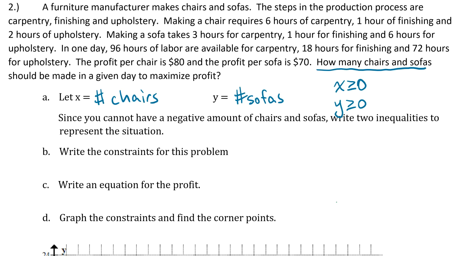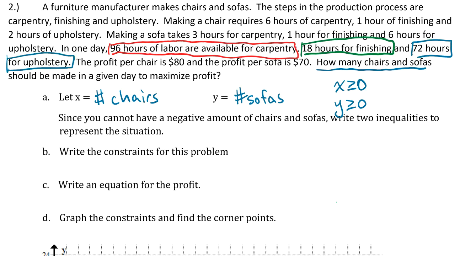So in our case, our constraints are going to be the 96 hours of labor for carpentry, the 18 hours for finishing, and the 72 hours for upholstery. All right, those are our constraints, because if that's all the labor they have available, then any more than that, they might have to pay overtime, or maybe they just don't have the people available.